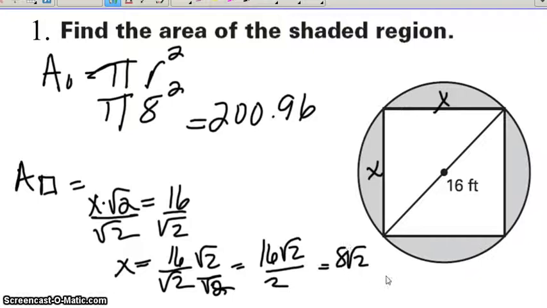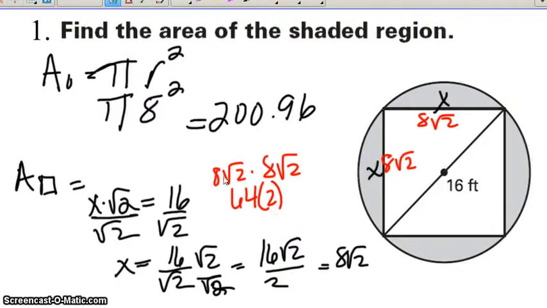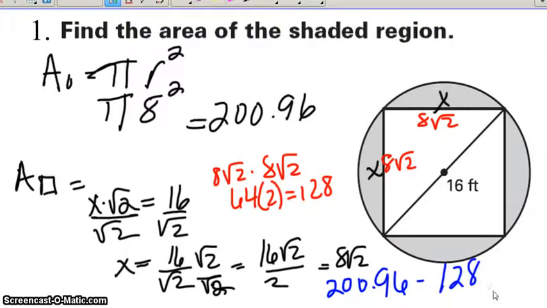The next thing I'm going to do is take this side, now 8 square root of 2, and this side's 8 square root of 2. So I'm going to find the area of the square, which is 8 square root of 2 times 8 square root of 2. That's 64 times 2, because square root of 2 times square root of 2 is square root of 4, which is 2, which is 128. Now that I have these two areas, my final result is going to be to take 200.96, the larger area, minus the smaller area, which comes out to be 72.96.